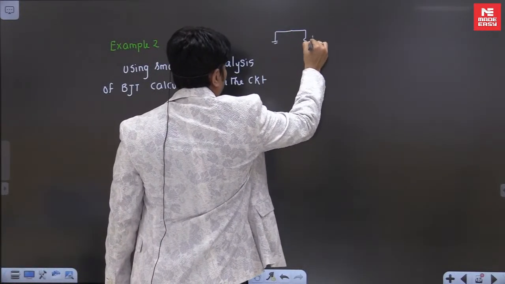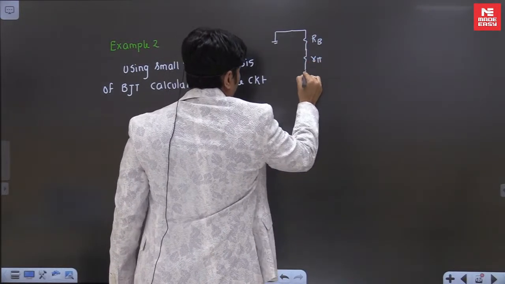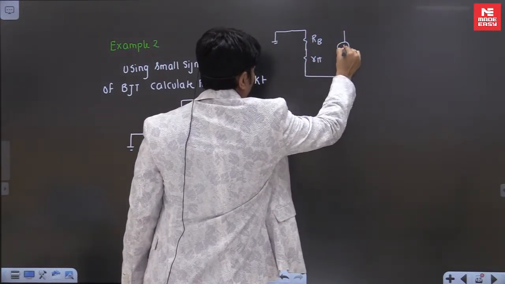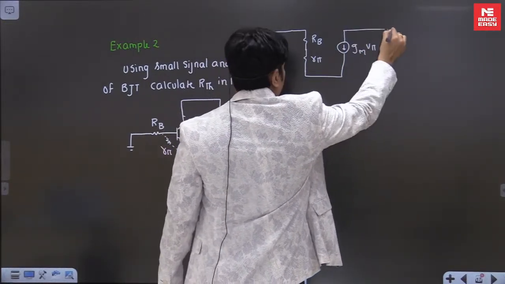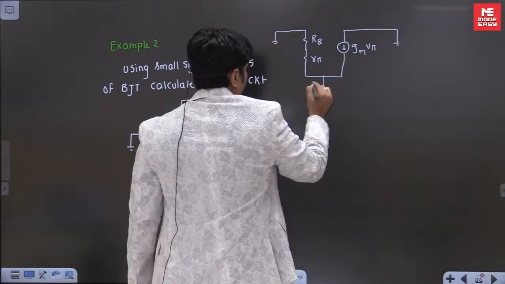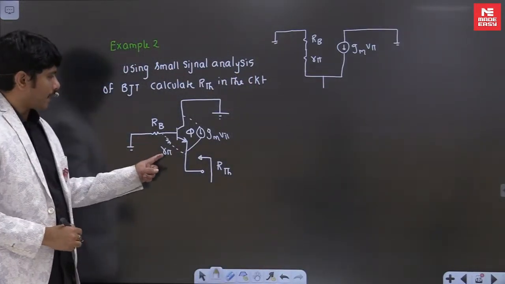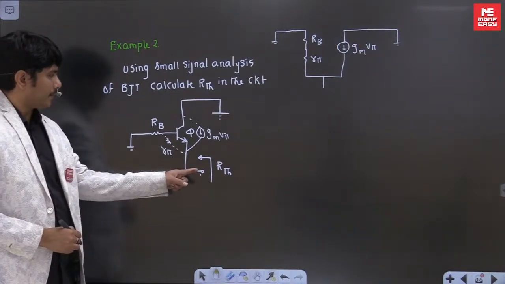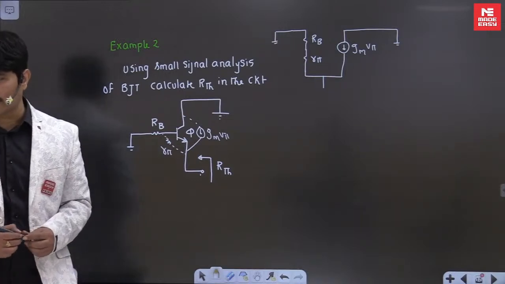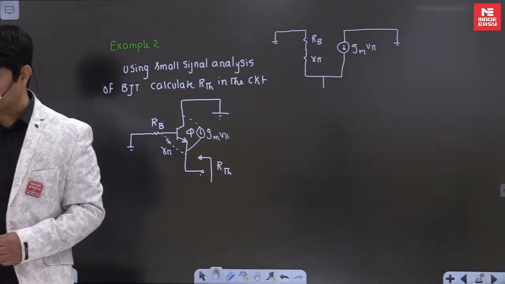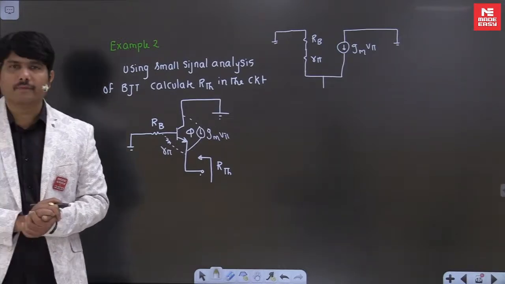This is RB, and we have R pi, and we have a current source GM into V pi, and this is grounded. Here we want to find the R Thevenin. RB, R pi, here we have the Thevenin to find, GM into V pi and ground. Like this, if you have clarity, you can do these questions very easily. So I'll finish this answer within 2-3 steps.